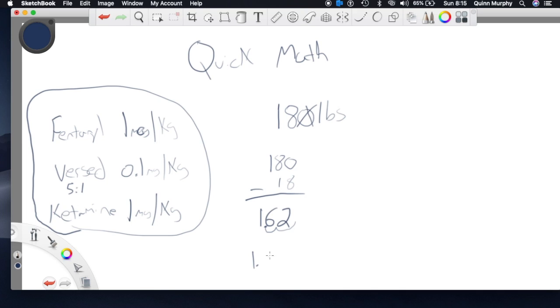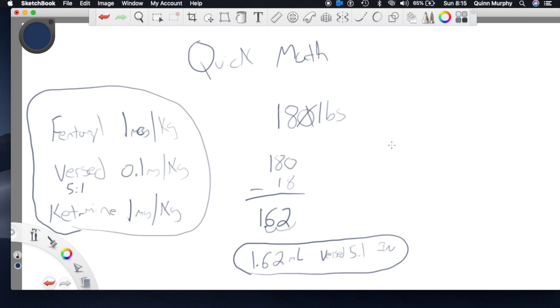So 1.62. All right, so I don't have an IV established. They're fighting me, so I need to sedate them. I'm going to take 1.62 mLs of Versed, 5-to-1, and I'm going to give that IN. So I draw up 1.62 mLs, I give it IN, and that is my correct dose for Versed. Now my patient is nice and sedated. I can start an IV.